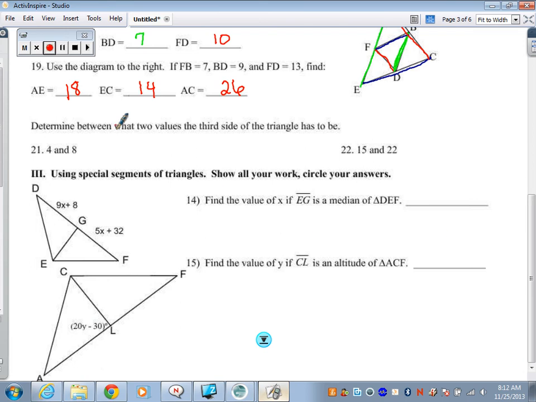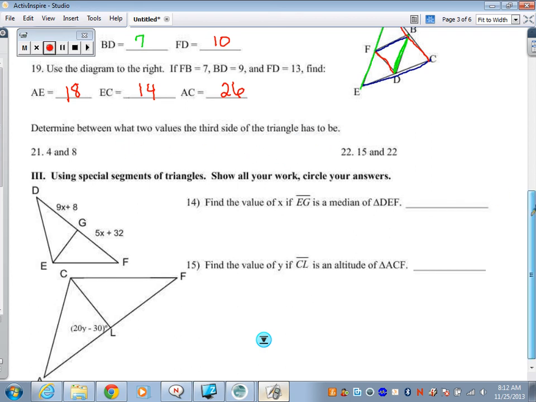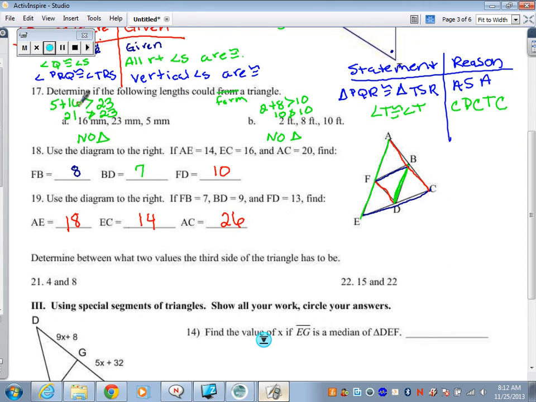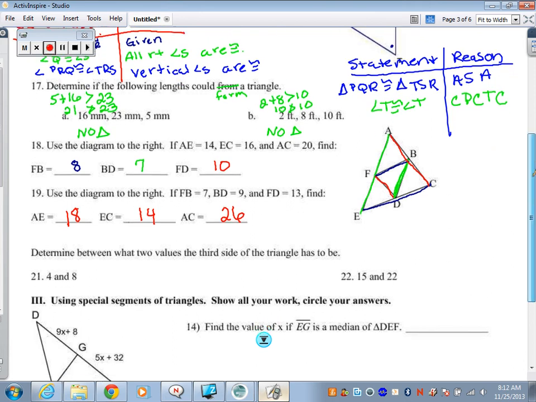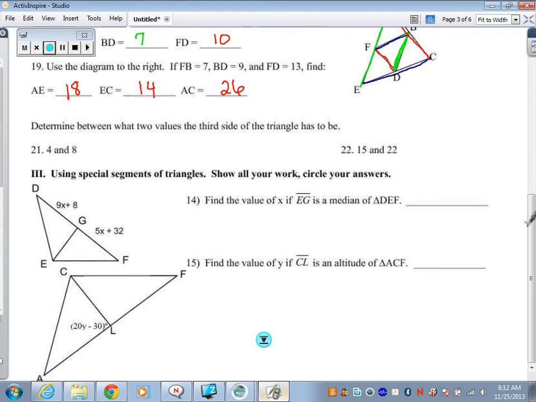Next one. Determine between what two values the third side of a triangle has to be. As you recall in class, and what we did earlier, you have to add the two shorter sides together, and the sum must be larger than the third side. Well, we only have two sides here. To find the possible lengths for the third side, simply add the sides together and subtract the two. The third side is any length between 4 and 12.